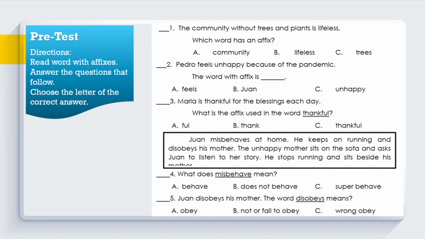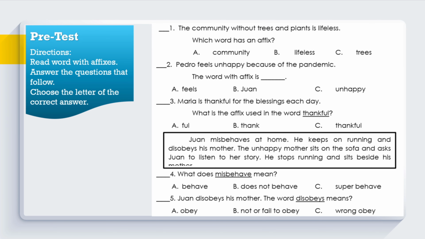A. Community. B. Lifeless. C. Trees. 2. Pedro feels unhappy because of the pandemic. The word with affix is blank. A. Feels. B. Juan. C. Unhappy. 3. Maria is thankful for the blessings each day. What is the affix used in the word thankful? A. Full. B. Thank. C. Thankful.